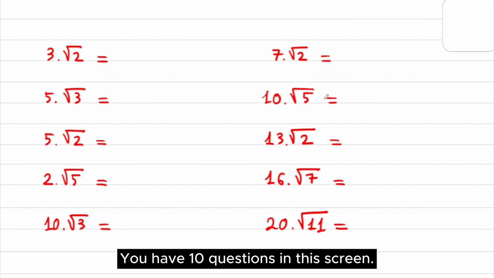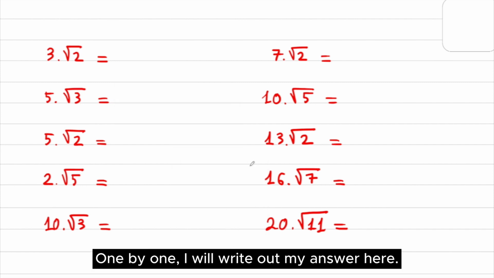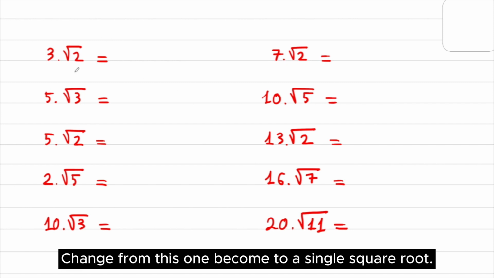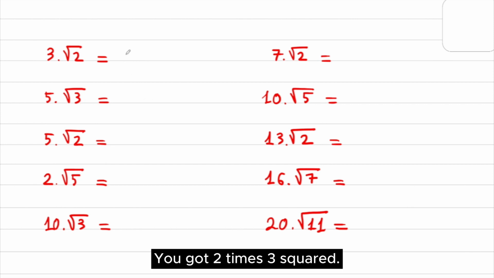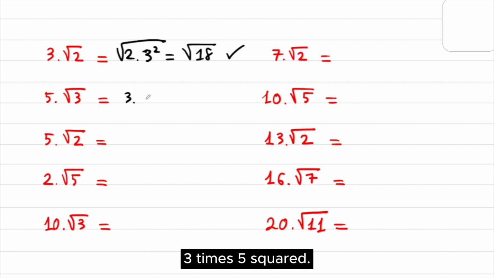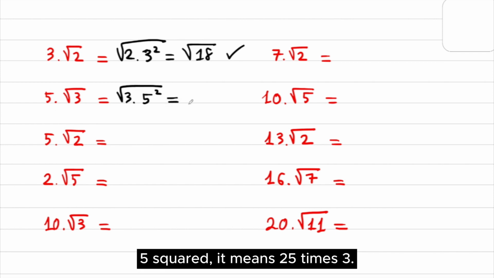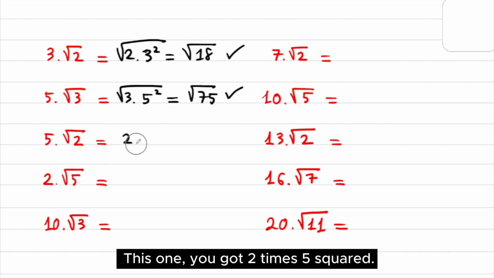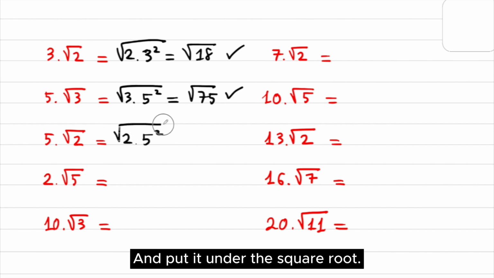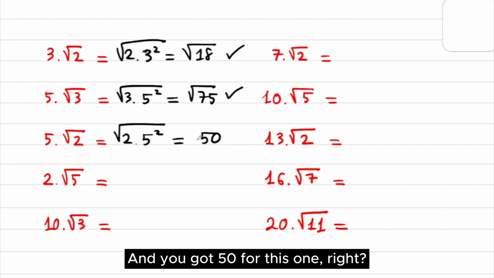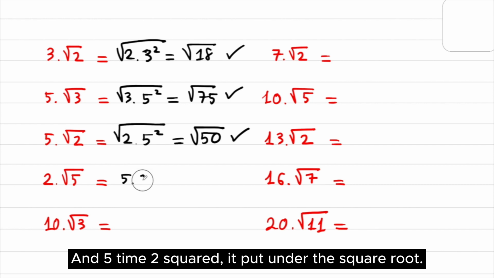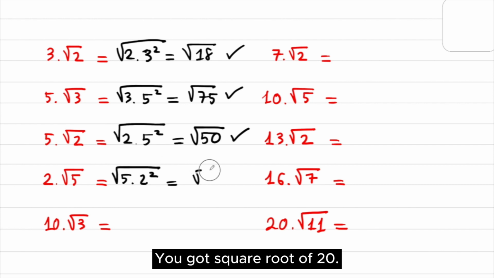You have 10 questions on this screen, so I need you to do 5 first. One by one, I will write down my answers here. Change from this one to a single square root. You got 2 times 3 squared, and here is 18. 3 times 5 squared. 5 squared means 25 times 3, you got square root of 75. This one you got 2 times 5 squared, put under the square root, and you got 50. This one right, and 5 times 2 squared under the root, you got square root of 20.